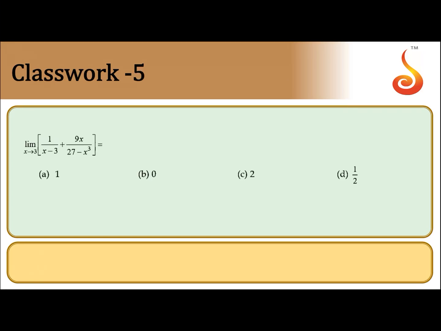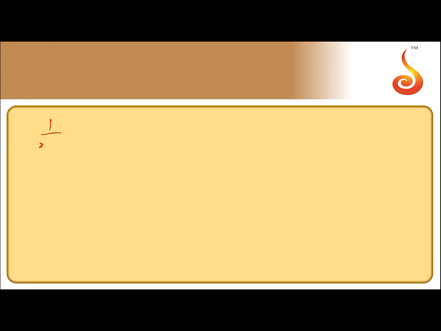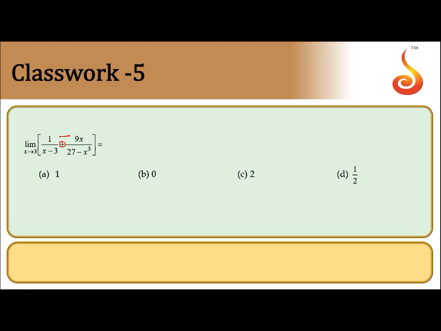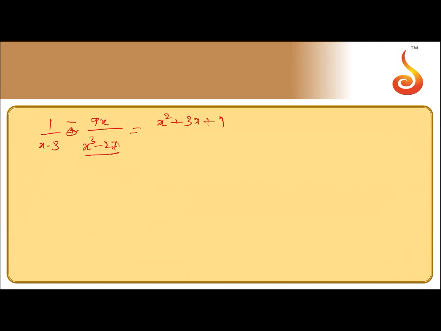Coming to the next one, limit as x tends to 3, 1 divided by x minus 3 plus 9x divided by 27 minus x cube. So 1 divided by x minus 3 plus 9x divided by x cube minus 27. You cannot directly substitute x equals 3. As x tends to 3, you need to find the value. Factorize x cube minus 27 using the a cube minus b cube formula. When you apply it and simplify, I say x square plus 3x plus 9. I hope it is supposed to be minus here. Yes, it is supposed to be minus here.